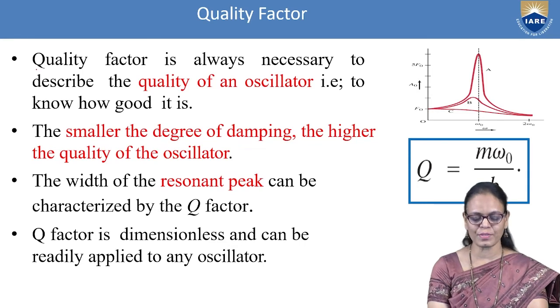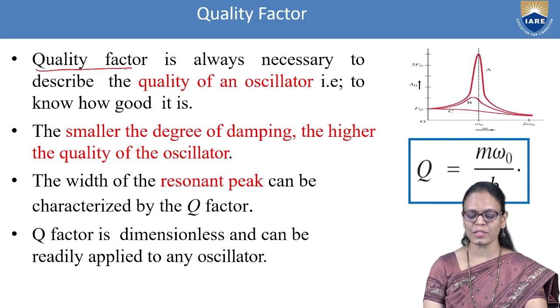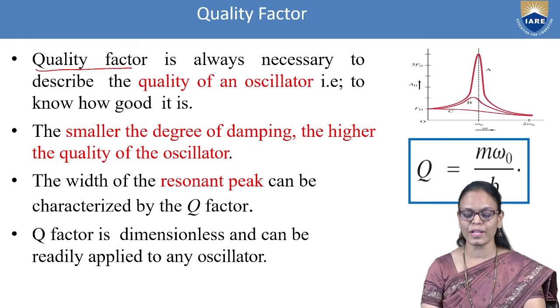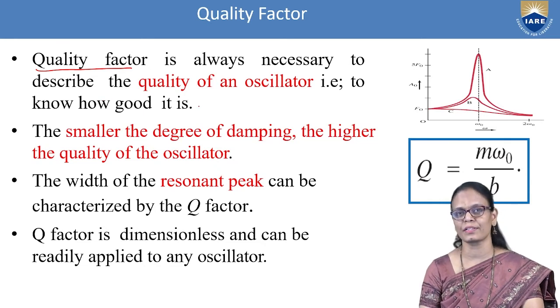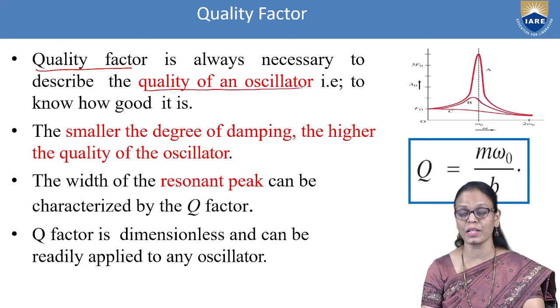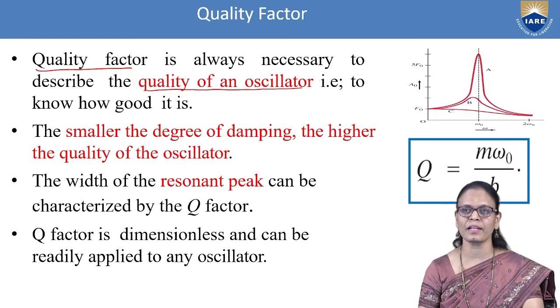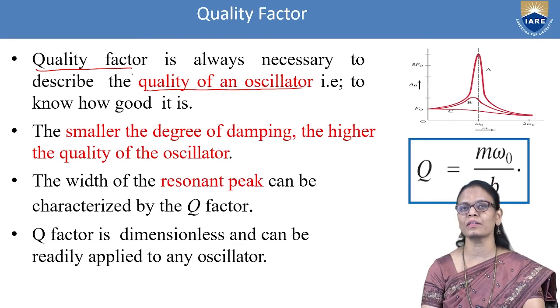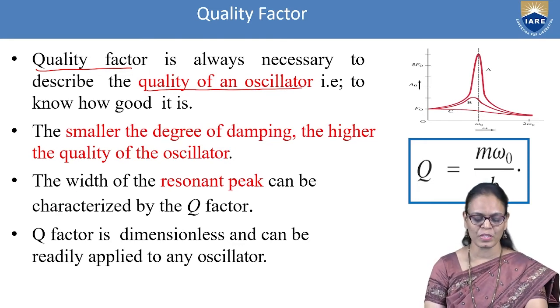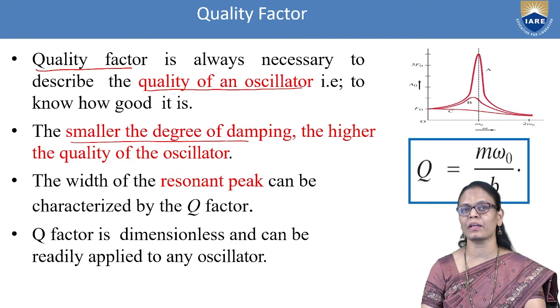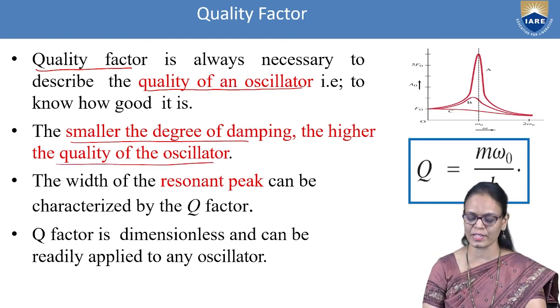Now, why do we need this quality factor? It is always necessary to describe the quality of an oscillator: how good it is, how it is oscillating, whether oscillations are sustained or not sustained, or how the damping is. All that is described by the quality factor. Smaller the degree of damping, higher the quality of the oscillator. So what we understand here is that they are inversely proportional.